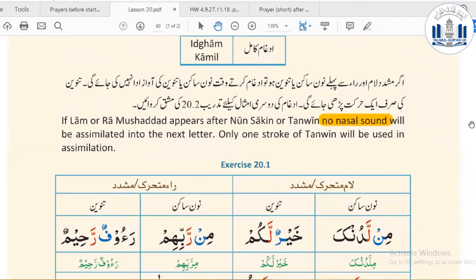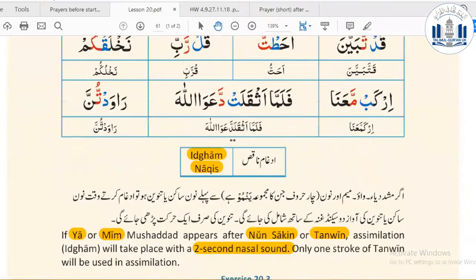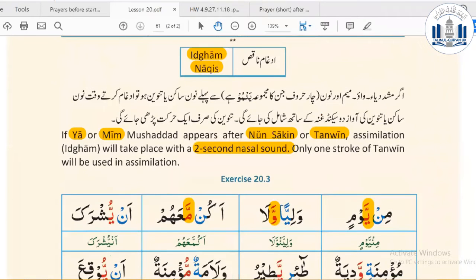Yesterday's class you learnt about idgham kamil, what it is, and how to apply it when you're reading different words. And you learnt that idgham kamil is the rule where no nasal sound is produced. Okay, so you learnt about different examples where no nasal sound is produced. That's what you learnt yesterday. In today's class, we will be learning about the other type of idgham, which is idgham naqis. Okay? Please bear with me whilst I admit some more students.